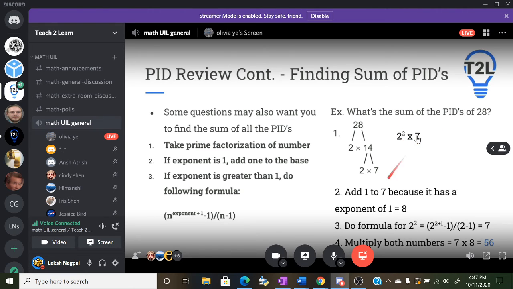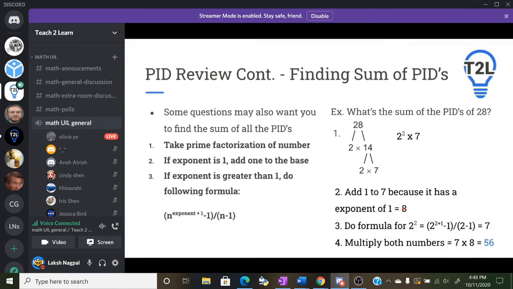Starting with 7, you know it has an exponent of 1, right? Looking at step 2, if an exponent is 1, then all you have to do is add 1 to the base, and the base is just the 7. So you add 1 to 7 to get 8. That's one of the numbers you need to find the answer.